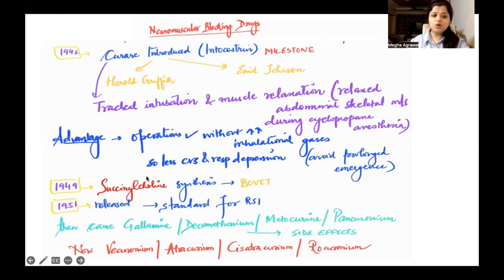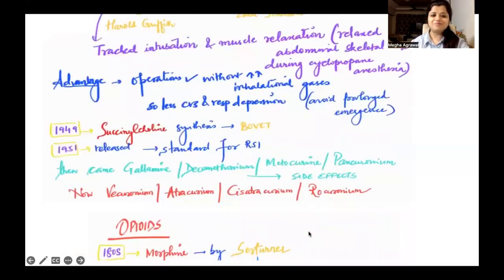Succinylcholine, which we use now also, was introduced in 1949 and released in 1951. It is standard for rapid sequence intubation. This you will be learning later. Then came gallamine, decamethonium, and metocurine, but these all had side effects. The newer ones, which we use today in our operation theaters, are vecuronium, atracurium, cisatracurium, and rocuronium.